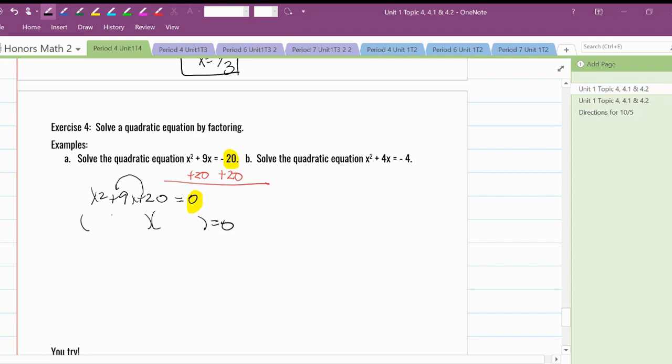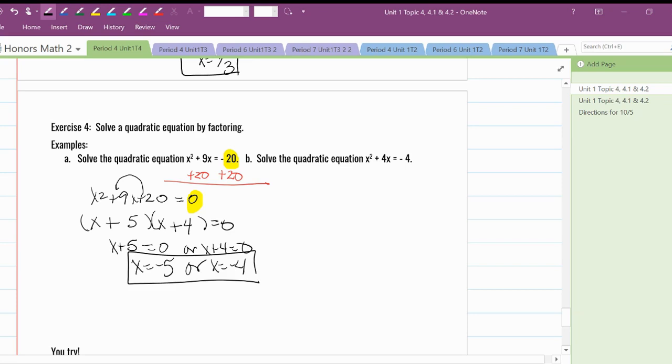That tells me the signs are the same. This tells me they're both pluses. The only way to factor x squared is x and x. Factors of 20 that add to 9 are 5 and 4. So x plus 5 equals 0, or x plus 4 equals 0. x equals -5, or x equals -4.